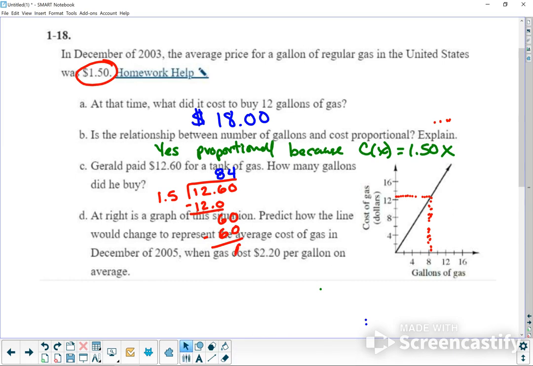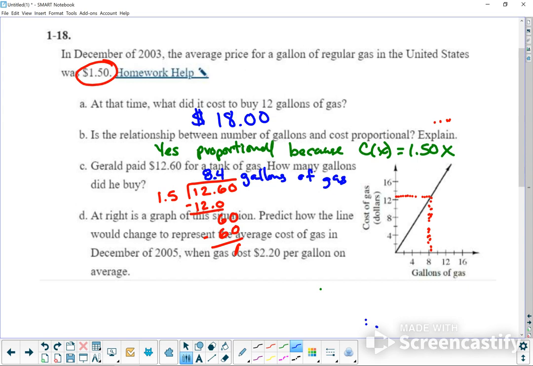Does that make sense? Nope. It's probably because I put it in wrong right there. Okay. 8.4 gallons. Right? So 8.4 gallons at $1.50 a pop gives you 12.60. Okay. So how many gallons of gas did he buy? So he bought 8.4 gallons of gas.